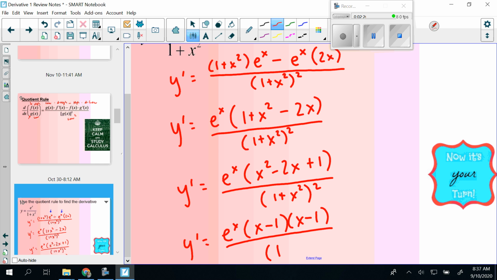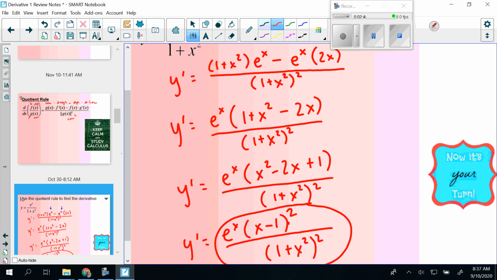And so one way you may see this, if it was a multiple choice question on the test, is that they would have the answer written like this, or they might even go probably one step farther. Since this is x minus 1 times another x minus 1, we could write it as x minus 1 squared. So that would probably be the way they'd have it on a multiple choice question on the exam.